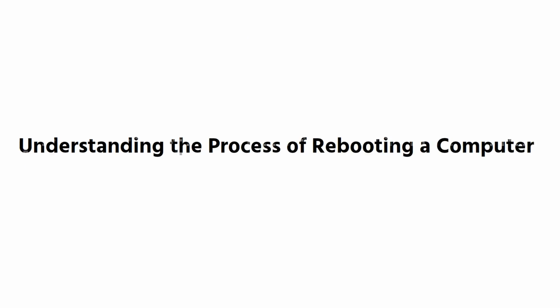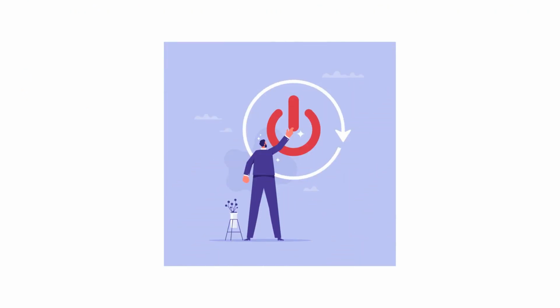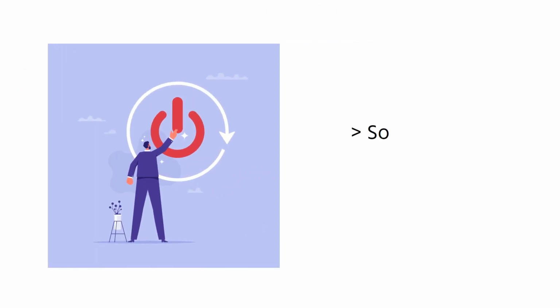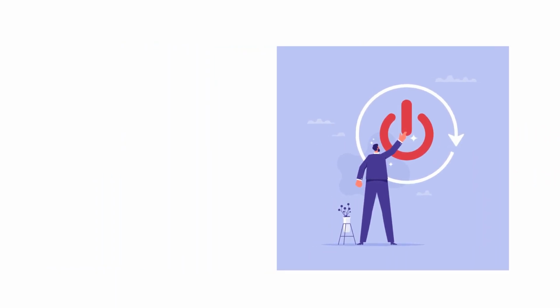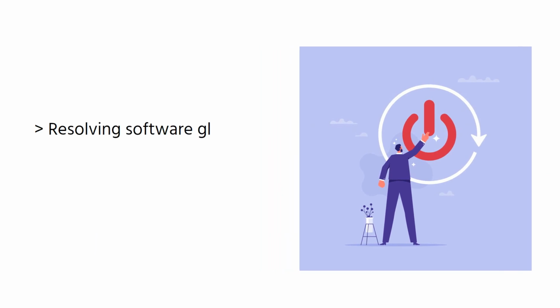Understanding the process of rebooting a computer. Rebooting a computer is restarting its operating system, which can be done either through a soft reboot, where the system is reset without cutting power, or a hard reboot, where the computer is physically turned off and back on. Rebooting is often necessary for various reasons, such as resolving software glitches, applying updates, or clearing system memory.